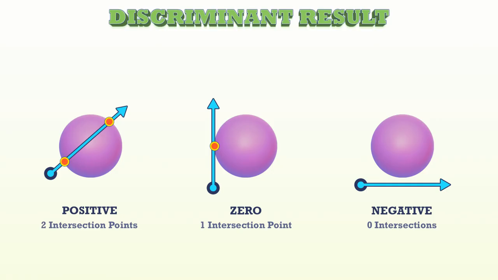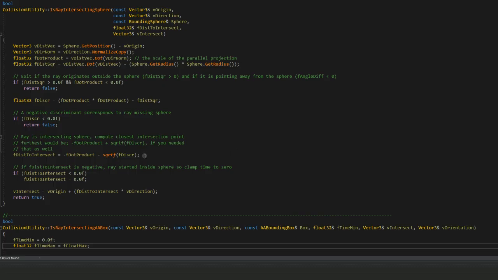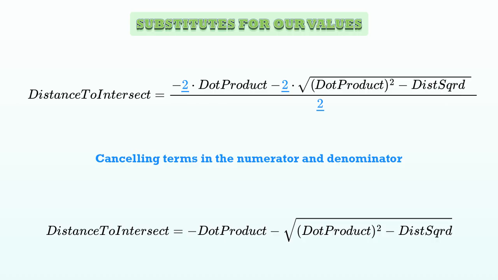If we reach this point in the function, the ray is intersecting the sphere, so we can calculate the distance to the intersection point, which is the scalar distance between the ray's origin and the closest intersection point on the sphere.